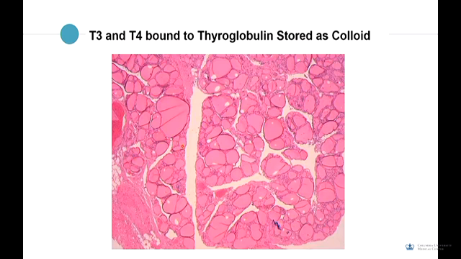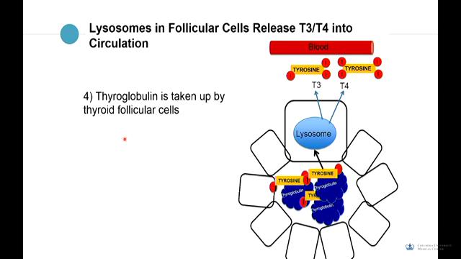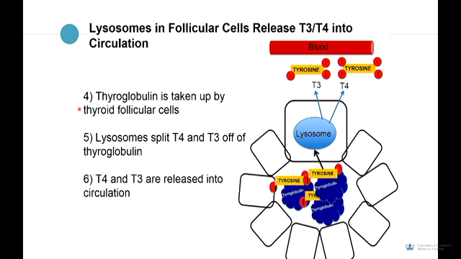This is what colloid looks like. It's pink, it's very translucent, and these are where the hormones are stored in your thyroid until they're ready to go into the circulation. So how do they go into the circulation? Basically, your thyroid follicular cells take up thyroglobulin, then the lysosomes within those follicular cells split off T4 and T3, and then they go into the blood.